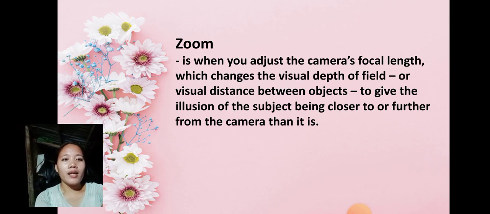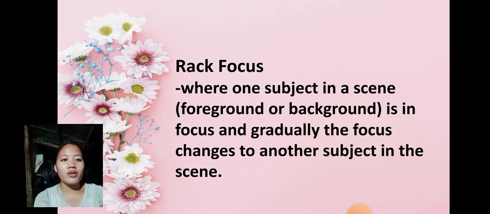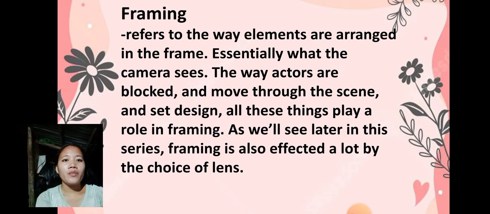Second is zoom, when you adjust the camera's focal length, which changes the visual depth of field or visual distance between objects, to give the illusion of the subject being closer to or farther from the camera than it is. Last is the rack focus, where one subject in a scene, foreground or background, is in focus and gradually the focus changes to another subject in the scene.